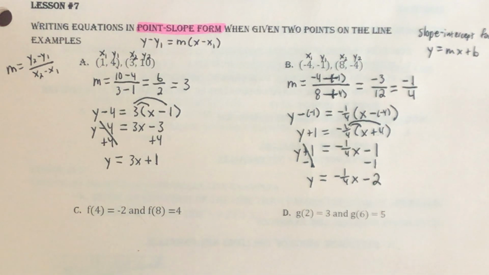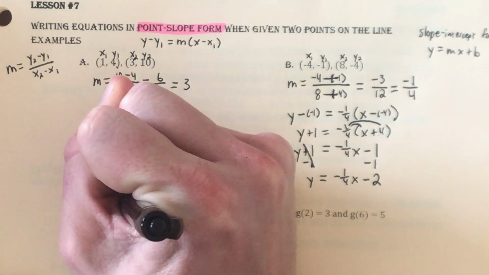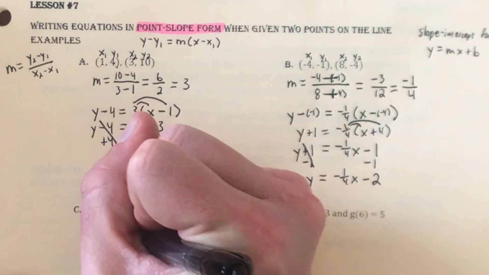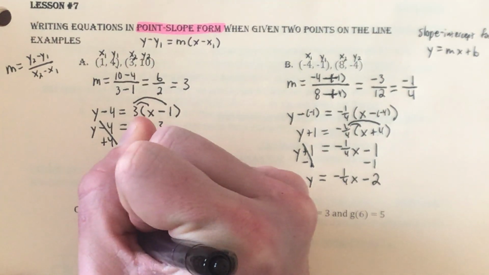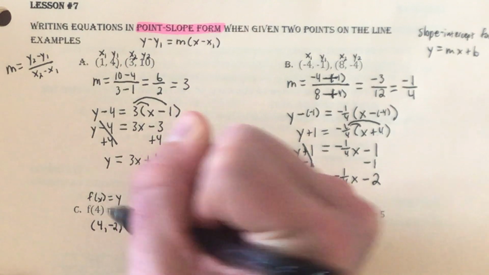So example C says f of 4 equals -2 and f of 8 equals 4. Well, if you recall back to that information that we learned before, this is the same as f of x equals y. Those mean the exact same thing. So in place of the x was 4 and in place of the y was -2, so we can write that as an ordered pair. So the ordered pair here would be x coordinate of 4, comma, y coordinate of -2. My input and my output.